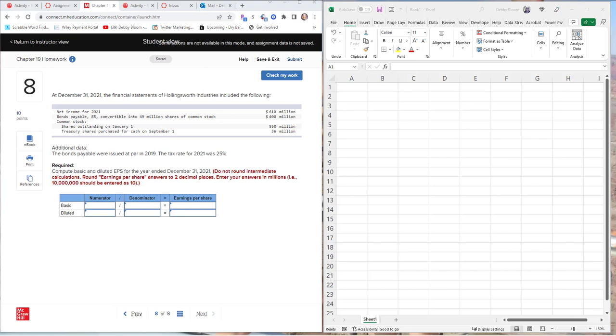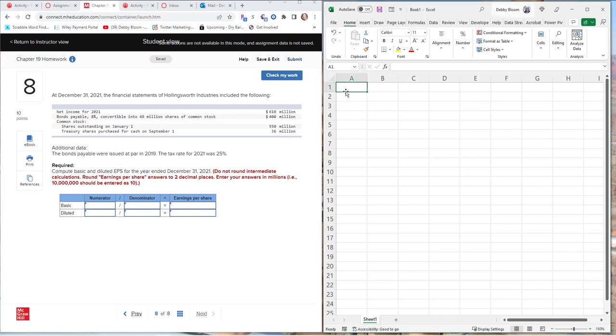In this homework problem, we're going to work on Chapter 19, Homework Problem 8, which talks about earnings per share for a complex capital structure. So we're going to calculate both basic and fully diluted earnings per share.